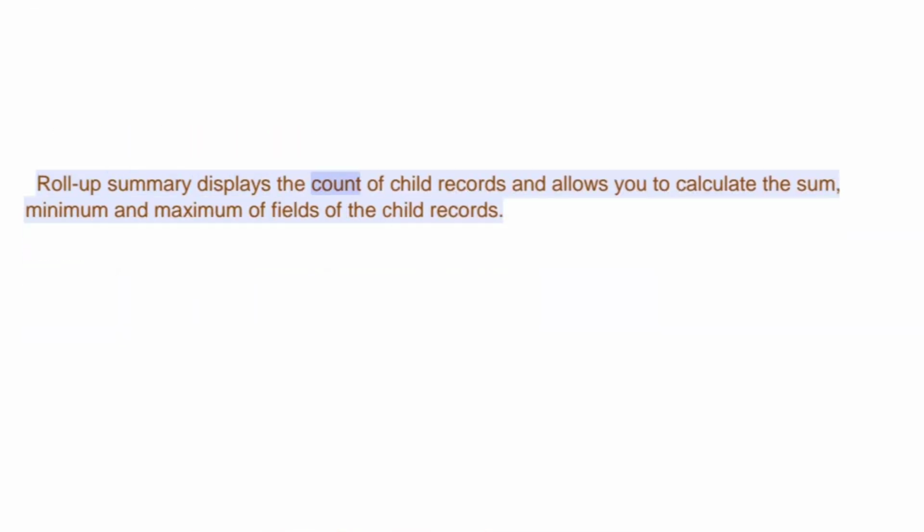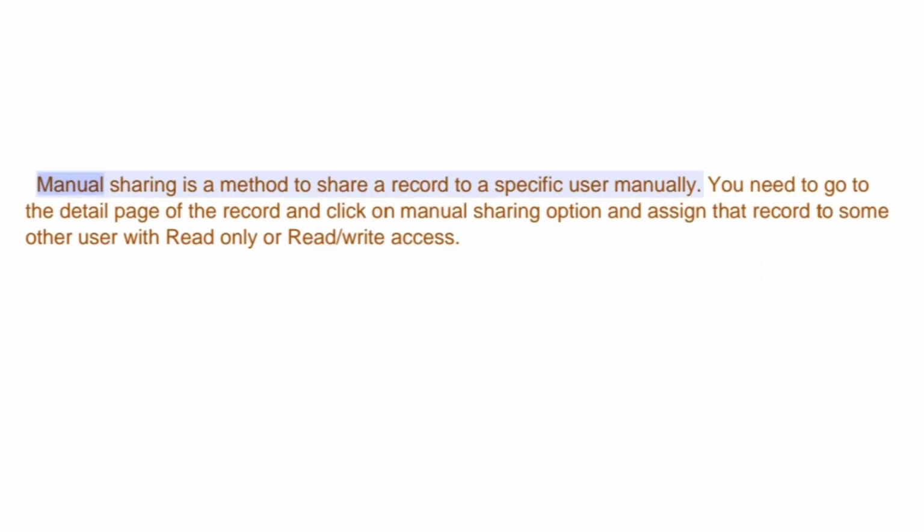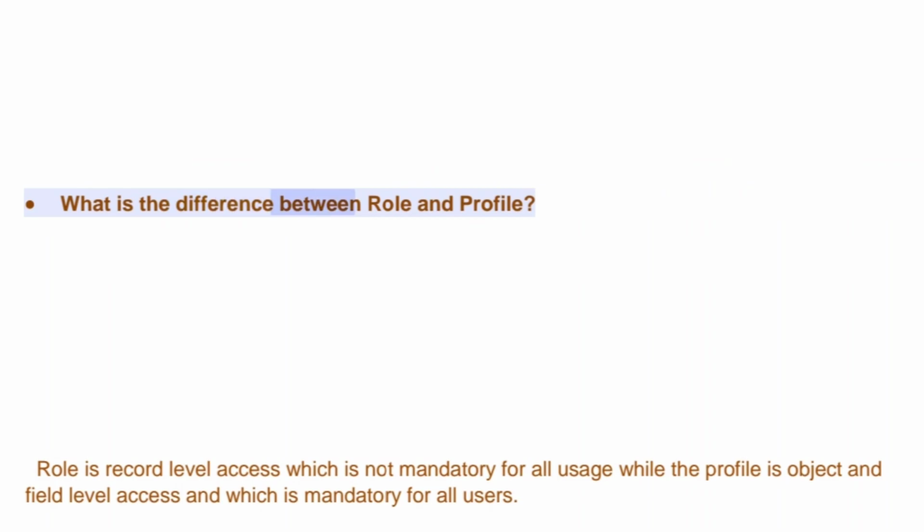What is roll-up summary? Roll-up summary displays the count of child records and allows you to calculate the sum, minimum and maximum of fields of the child records. Explain manual sharing in Salesforce. Manual sharing is a method to share a record to a specific user manually. You need to go to the detail page of the record, click on the Manual Sharing option, and assign that record to some other user with read-only or read-write access.